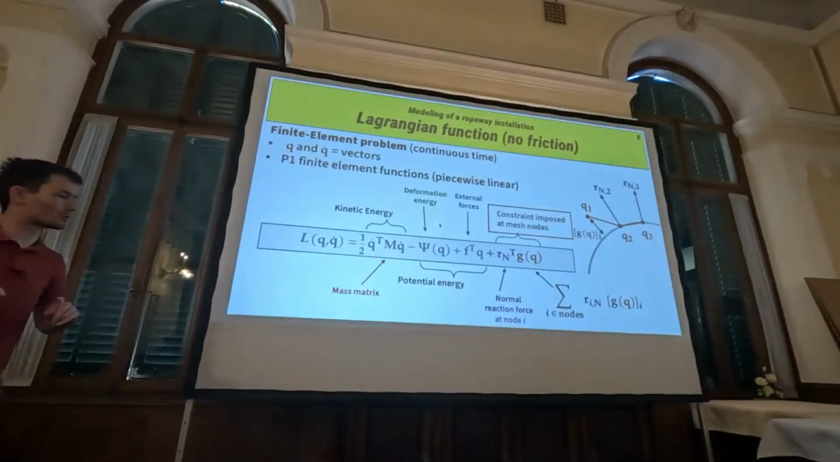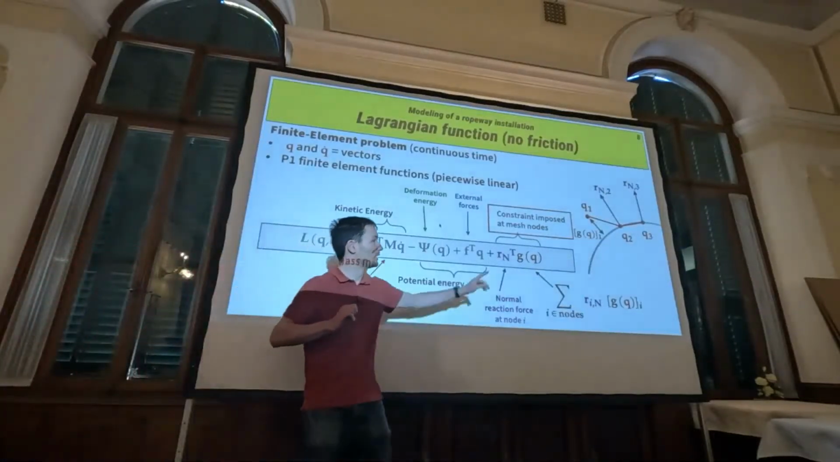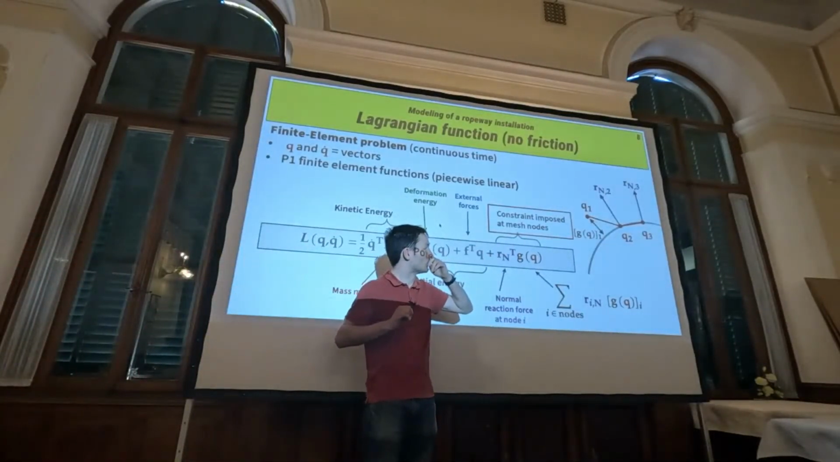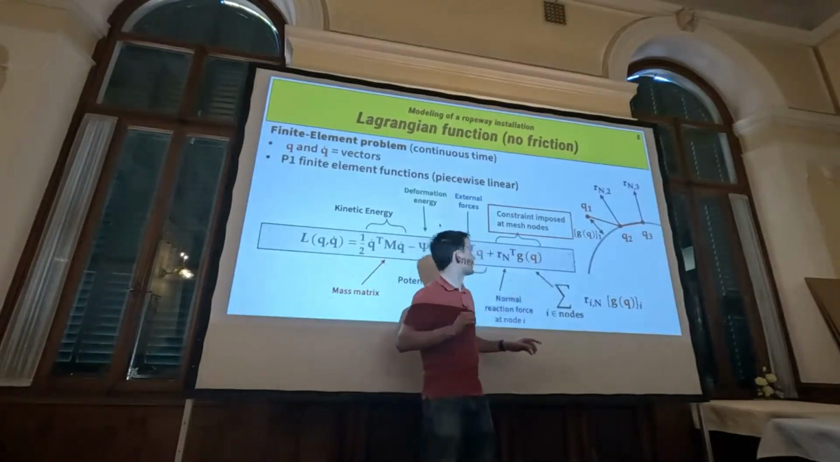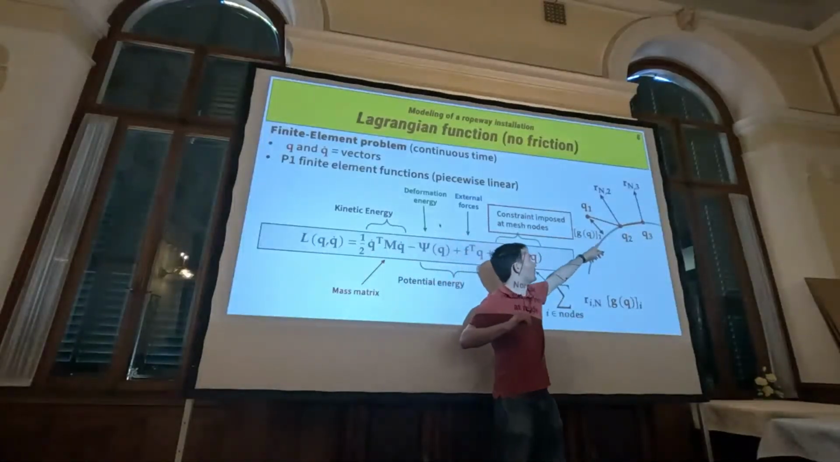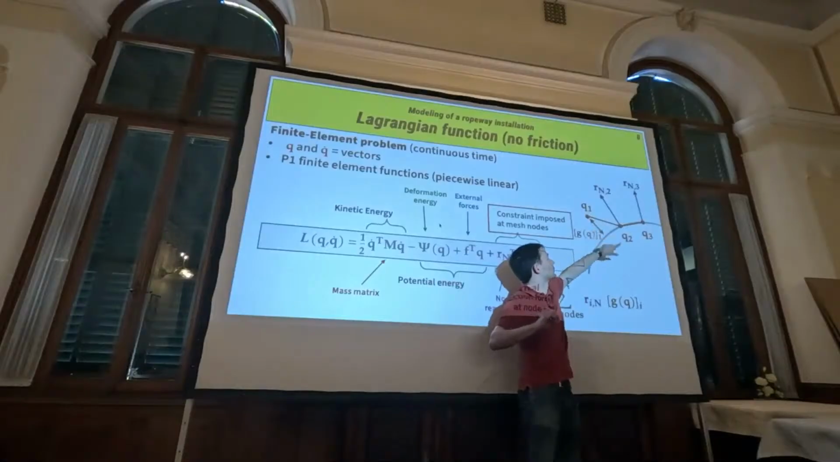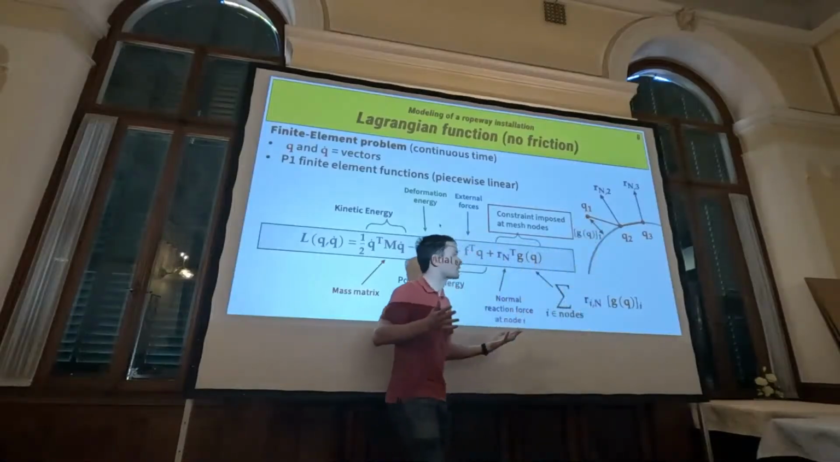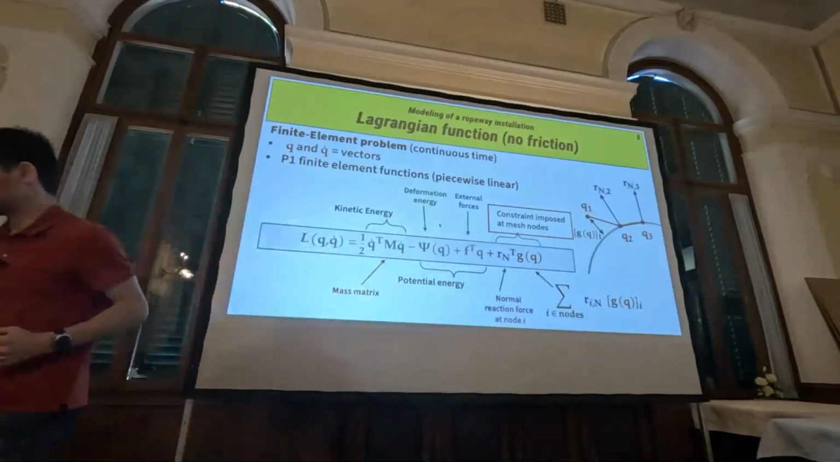The contact constraints are imposed at nodes, so we have basically one normal reaction vector, and one coefficient, I would say, per node.